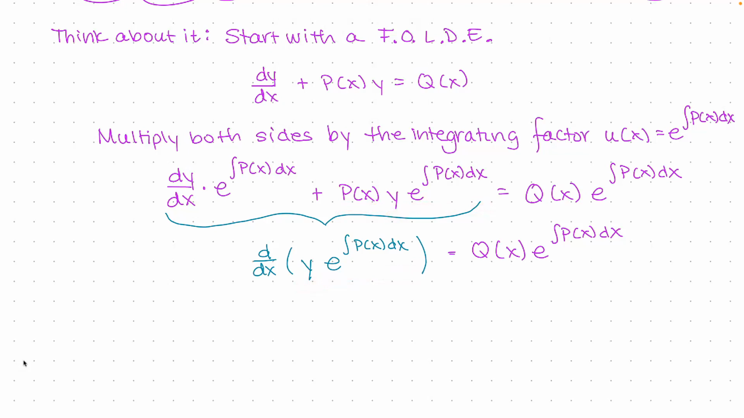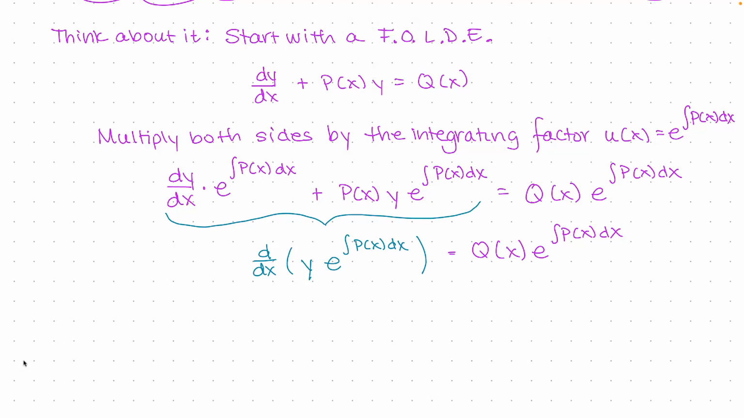So does that make sense? Why this whole mess right there is the derivative of this? So then, we can integrate both sides. This is why it's called the integrating factor. It turns it into something that we can integrate to get the y by itself.